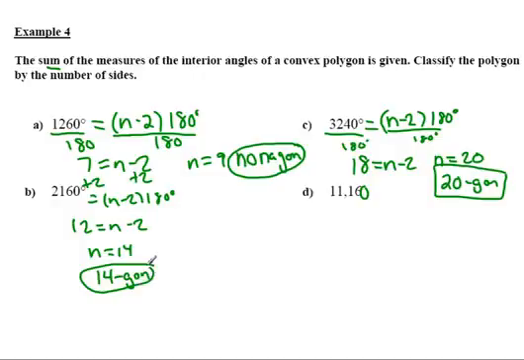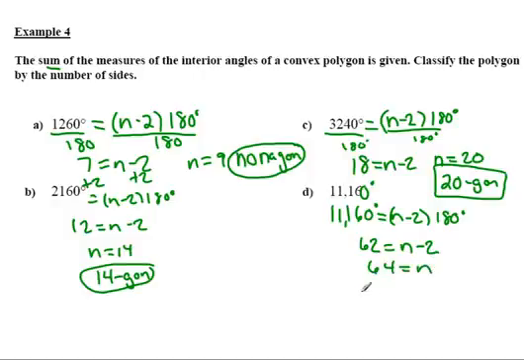Okay. Let's take a look at letter D here. Letter D was kind of a weird one, just because of the number of degrees and everything that we have. We have 11,160 equals n minus 2 times 180 degrees. If we divide both sides by 180, we'll actually get 62 equals n minus 2. Well, this is 64 equals n. So that means that we're going to have a 64-gon would be the name of our polygon.